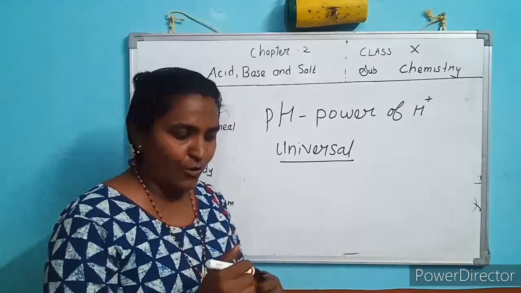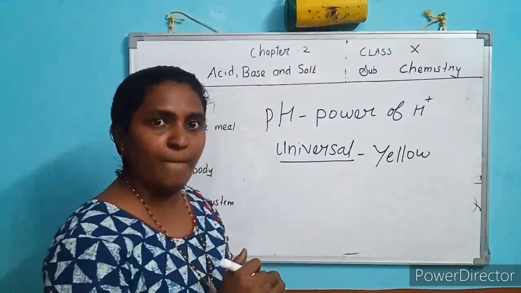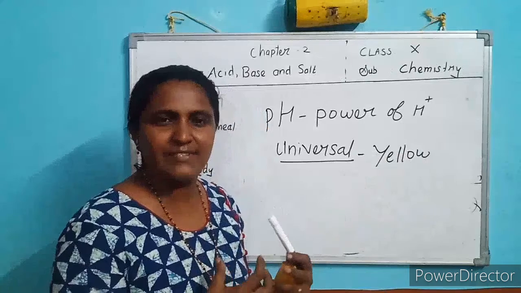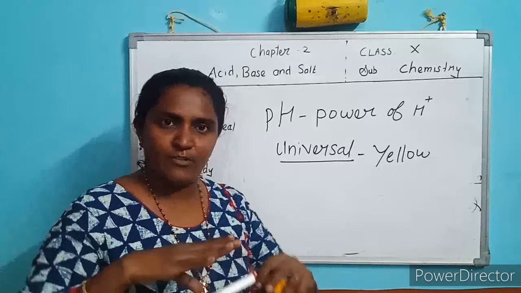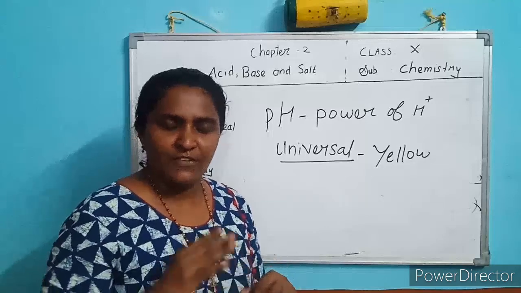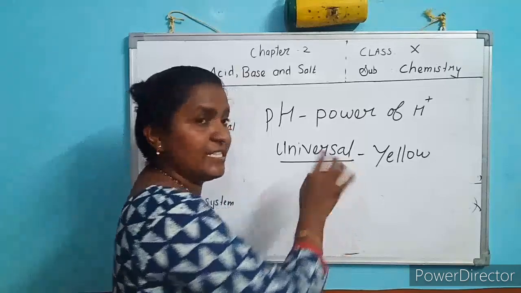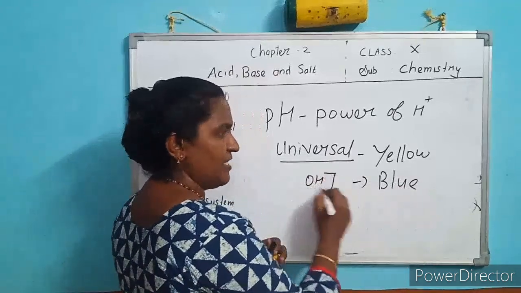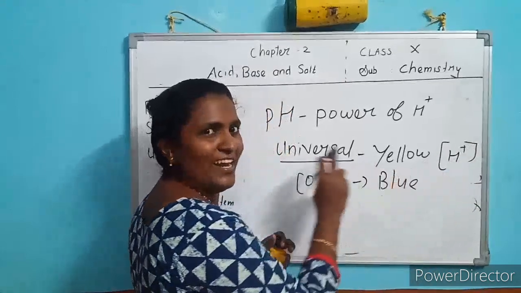If the hydrogen ion is more, the yellow color paper changes into pink. If more ion means dark pink; somewhat less hydrogen ion means light pink. If the hydrogen ion and OH ion are equal, it is neutral and remains yellow. If the hydrogen ion is very less, that means OH ion is more, then it changes into blue color. If the OH ion is more, the universal indicator changes into blue.